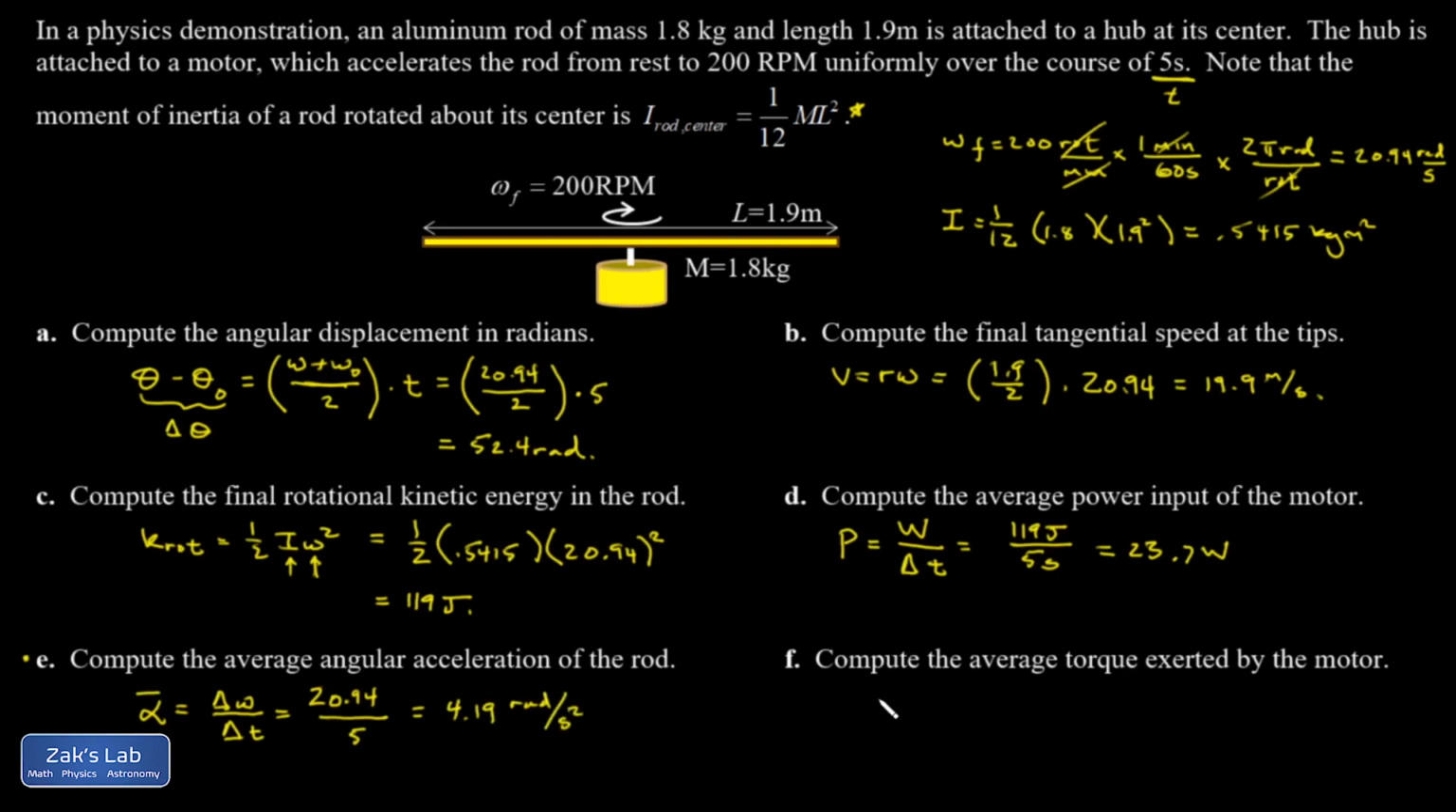Part F, compute the average torque exerted by the motor. All right, so we don't have forces and lever arms to work with here. What I have to do is infer the force based on how fast this known moment of inertia is accelerating. So I write down torque equals I alpha. I is 0.5415 kilogram meters squared. Alpha is 4.19 radians per second squared. And I end up with an average torque. I suppose I should put a bar over it. I end up with an average torque of 2.27 Newton meters.